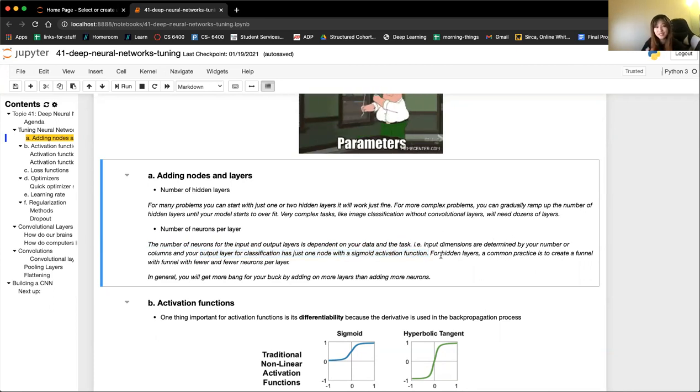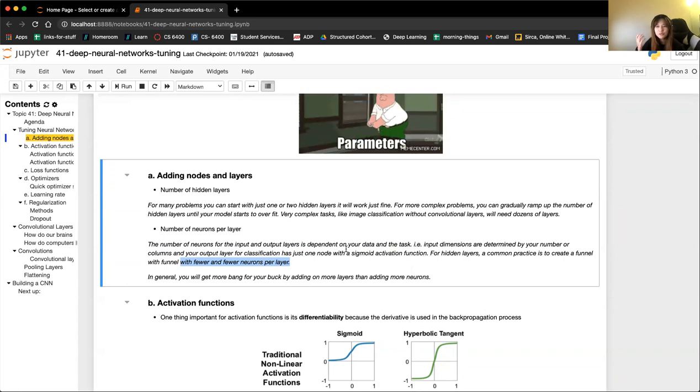But for hidden layers, it really doesn't matter how many nodes you have. Of course, the more nodes you have, the more intricate your predictions will get. But for hidden layers, a common practice is to create a funnel, where you get fewer and fewer neurons per layer. So let's say you start with your very first layer with 128 nodes. Your next hidden layer usually gets smaller. So you could go 128 down to 64, down to 32. But the exact number, increasing the number of nodes by 1, won't change your result by too much. So in general, you get more bang for your buck by adding on more layers and adding more neurons.